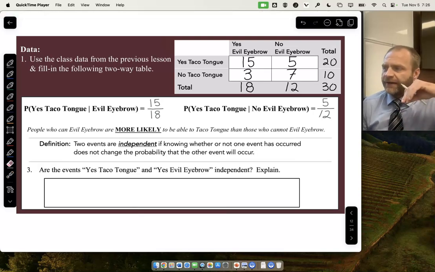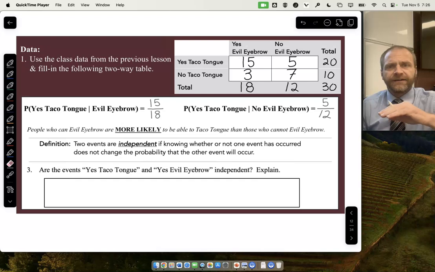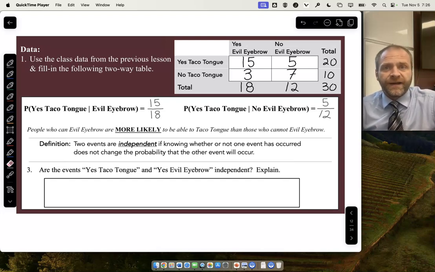Again, you can see that we have our data from before right down here, and I have the definition again. We made the conclusion people who can evil eyebrow are more likely to be able to taco tongue than those who cannot evil eyebrow. The definition we looked at before for independent events says two events are independent if knowing whether or not one event has occurred does not change the probability that the other event will occur. And what we did is we built towards this definition of independence.